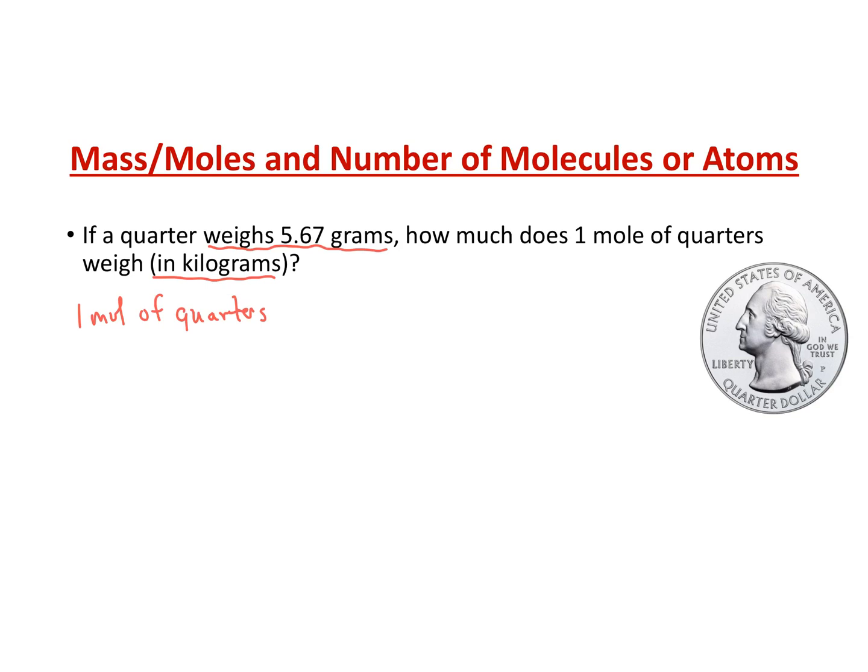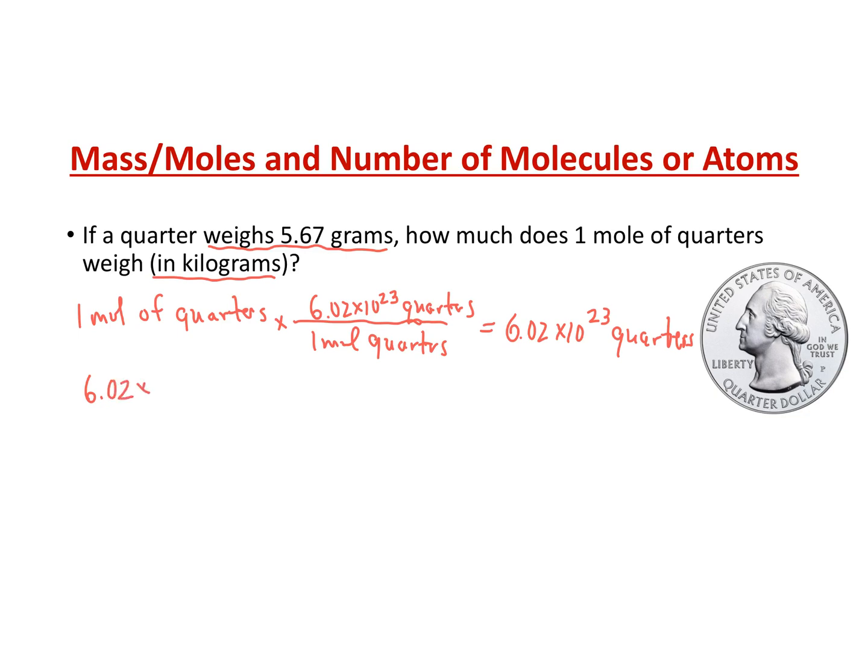So first, I know each quarter is 5.67 grams per quarter. I have a mole of them. So I need to figure out how many quarters I have in a mole. In 1 mole of quarters, I would have 6.02 times 10 to the 23 quarters. So now I need to convert that into a weight. Remember, each quarter is 5.67 grams, and I've got 6.02 times 10 to the 23 quarters.